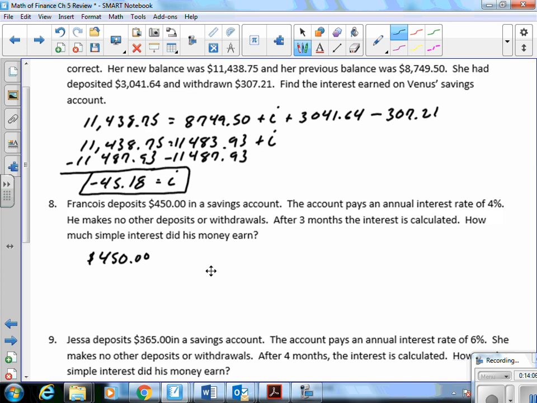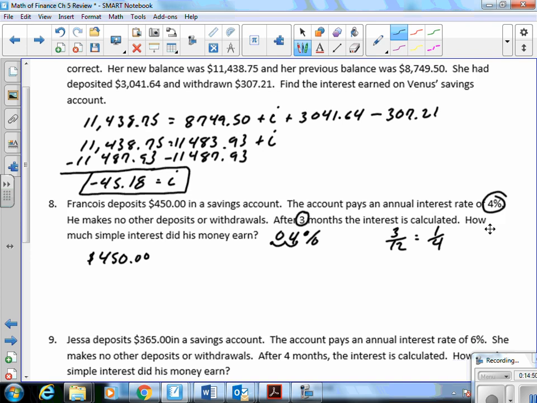And to find the interest, we would need to multiply that by the interest rate for that much of the term. If the interest rate is 4%, but in order to use it in the problem, we've got to convert it to a decimal, which means we move the decimal 2 places to the left. So it becomes 0.04. And then we're also looking at only 3 months, because the 4% is for an entire year, and 3 months is 3/12 of a year, or 1/4 of the year.